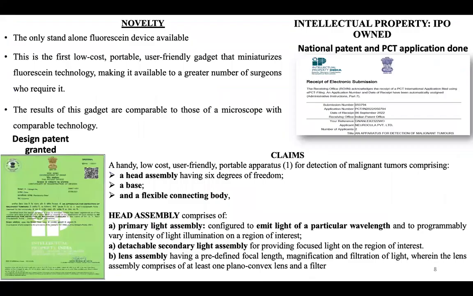To highlight the novelty of the device, this is the only standalone sodium fluorescein device which is going to be available in the market. This is the first low-cost portable user-friendly gadget that miniaturizes the fluorescein technology, making it available to a greater number of neurosurgeons who require it. The results of the gadget are comparable to those of a microscope with comparable technology.